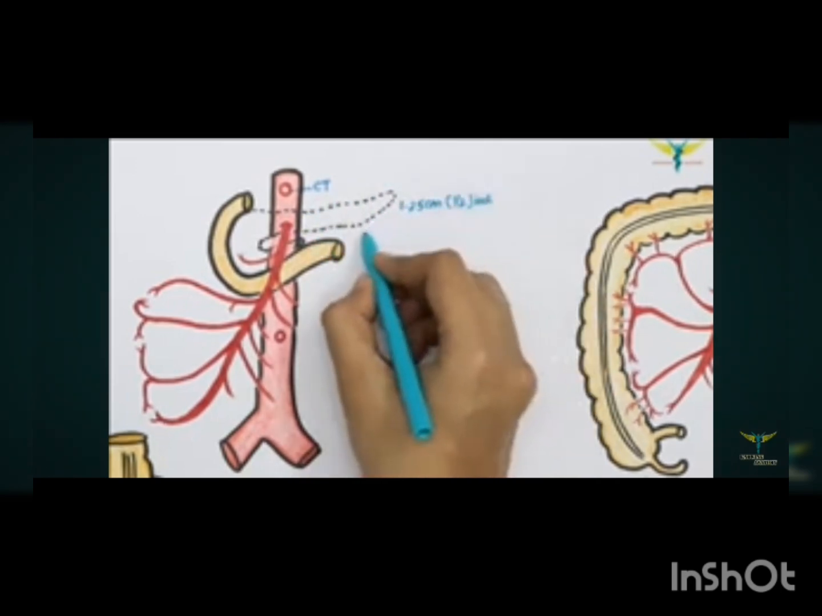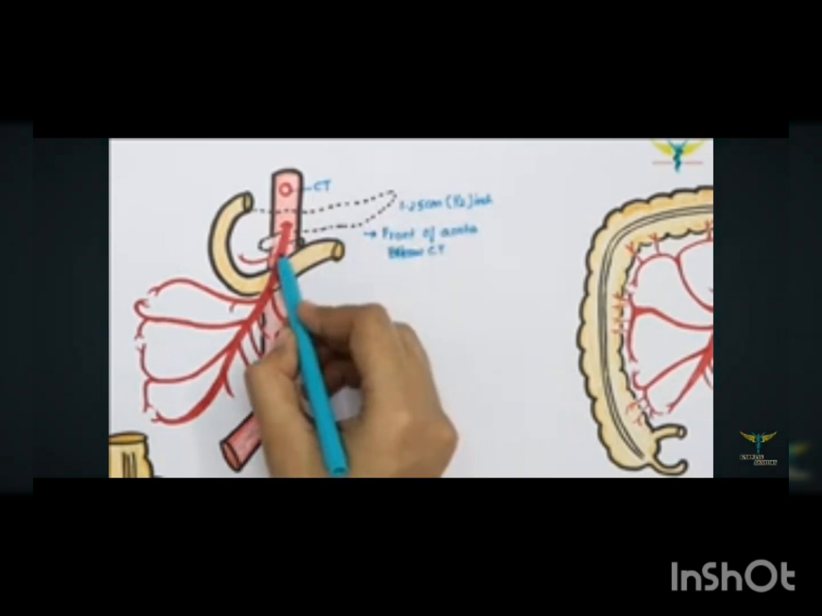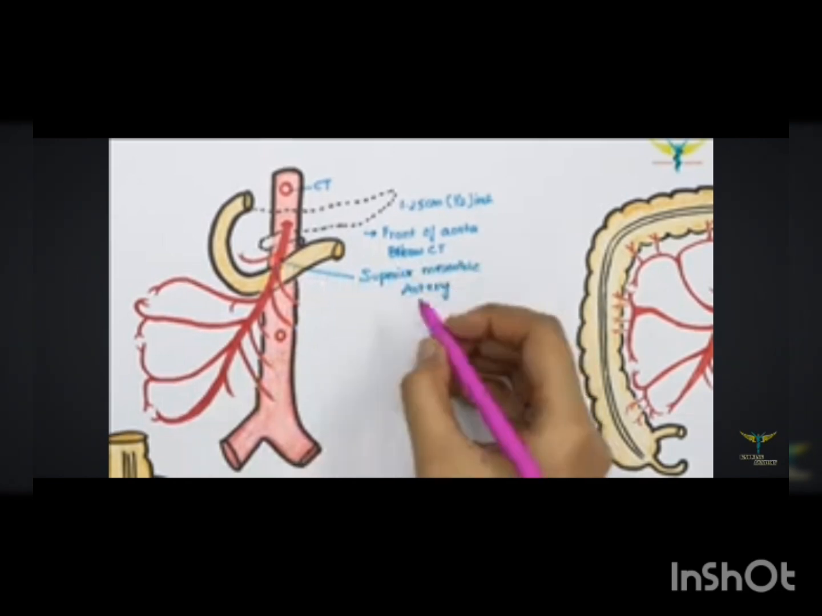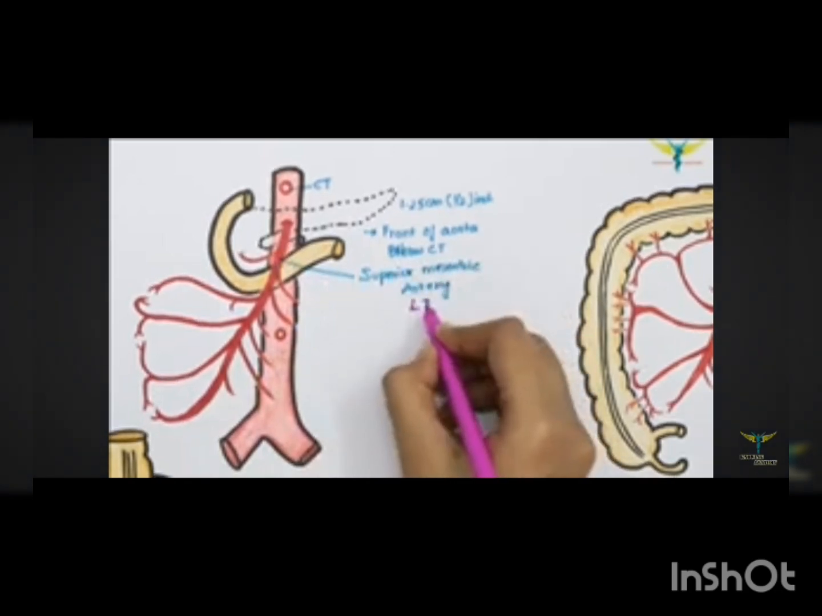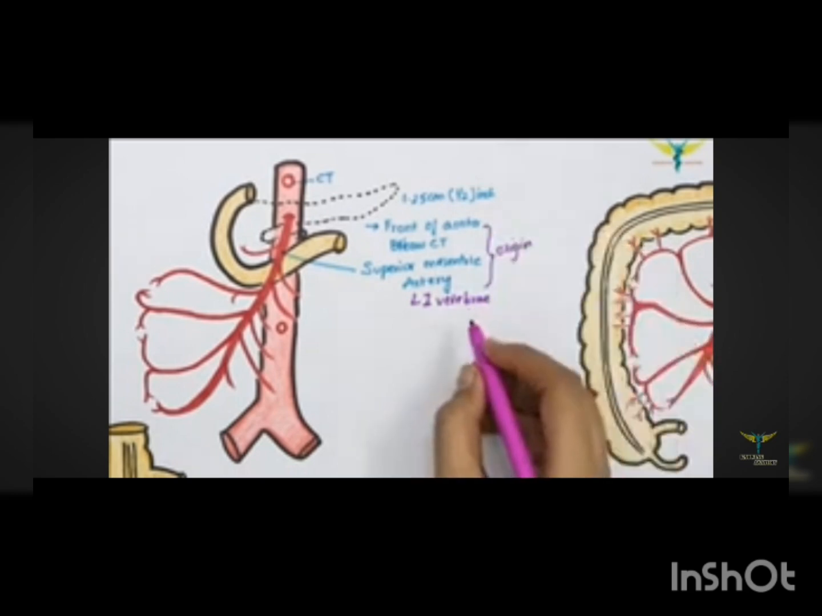So it originates from the front of the aorta. So this is the superior mesenteric artery that originates at the L1 level of the vertebra. This is the origin. Now let's talk about the course.